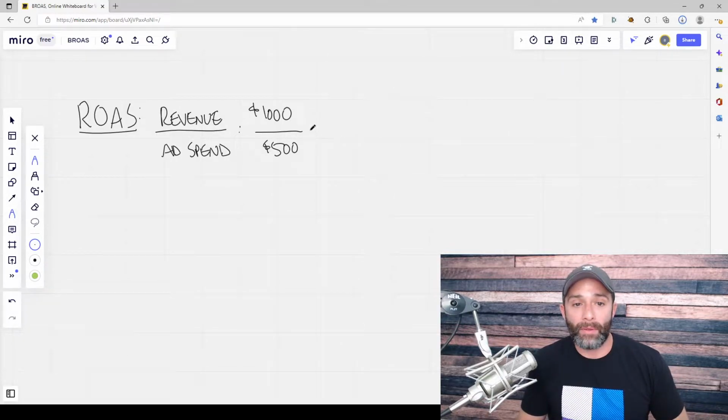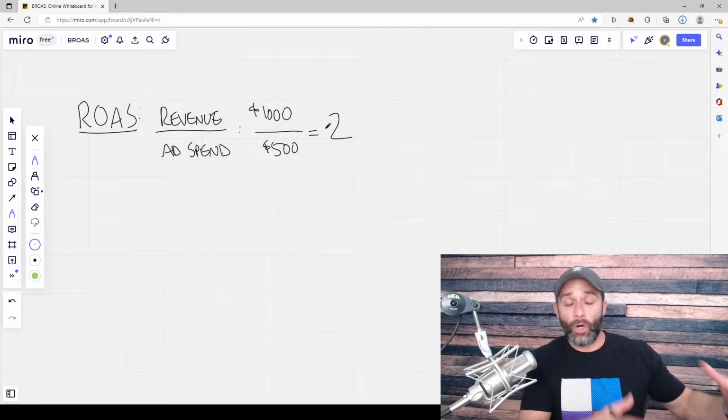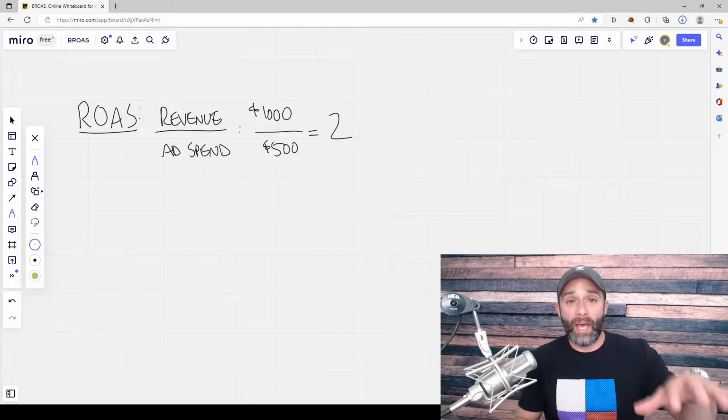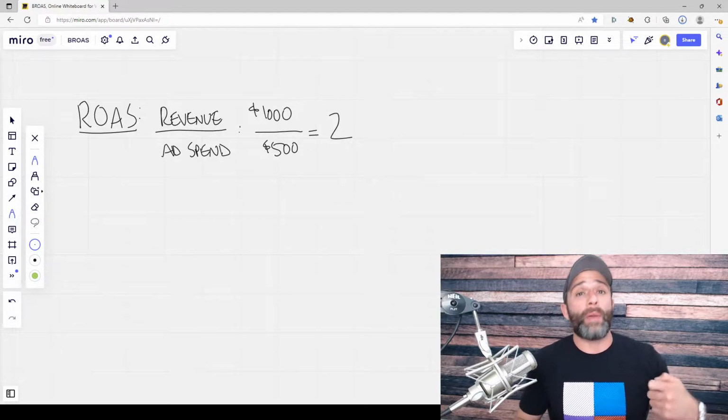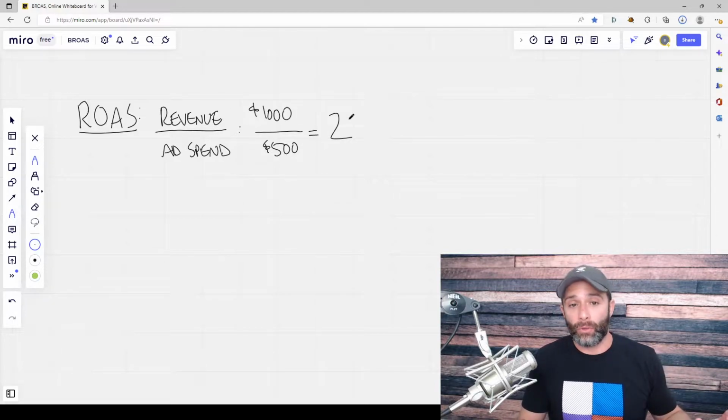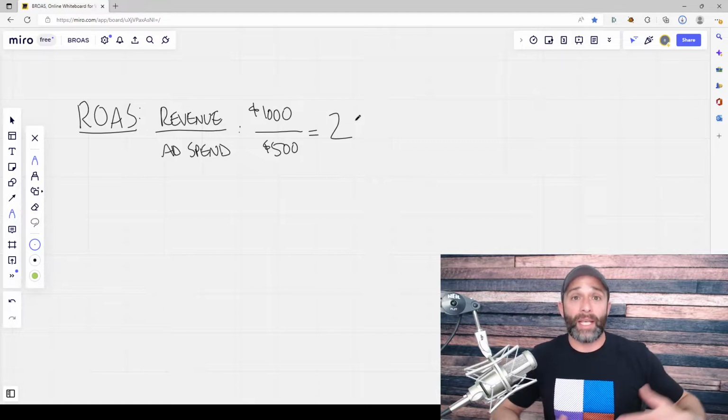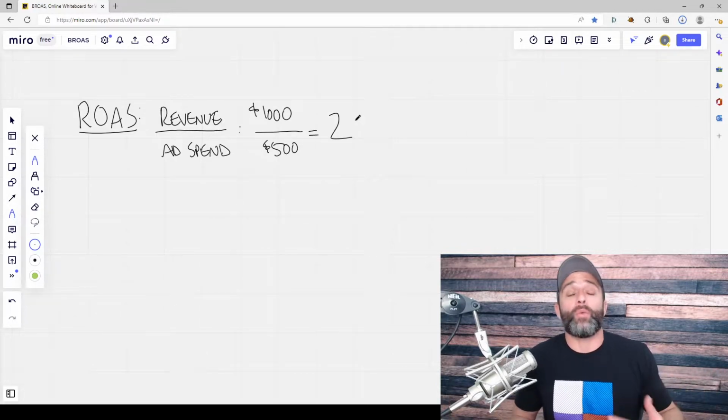So if you do that math, 1,000 divided by 500, you get 2. So your ROAS, your return on ad spend on that ad, or it could be at the ad set level, the campaign level, the point is, you spent 500, you made 1,000 in sales, you had a ROAS of 2. So then the question naturally is, was that good? Is 2 a good ROAS? What is a good ROAS?